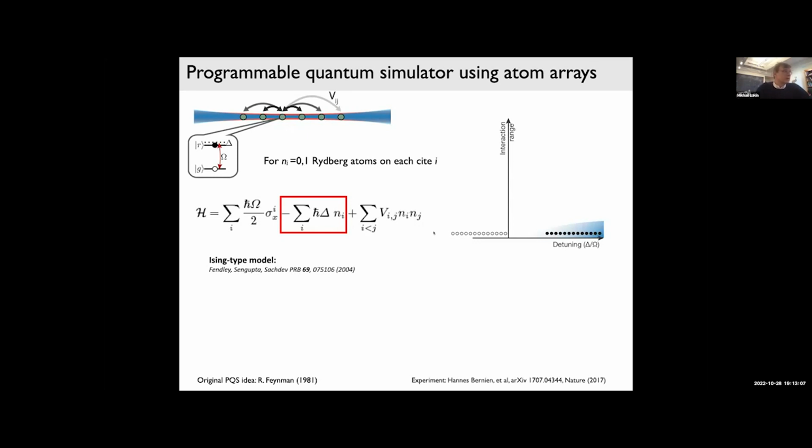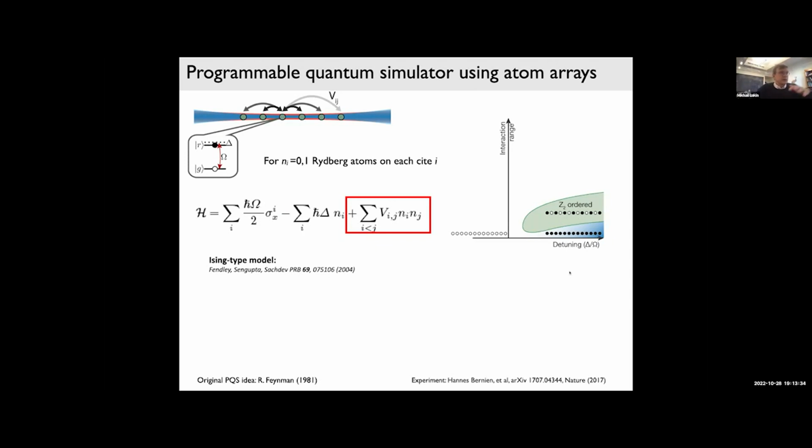But when this detuning is finite, of course, the state where you excite all Rydberg atoms will not be accessible. So if, for example, you are blocked only within nearest neighbors range, then you should be able to excite half of the atoms, basically every other atom. So this will be the state which is accessible. It's a state with antiferromagnetic order. So it's up, down, up, down, up, down.